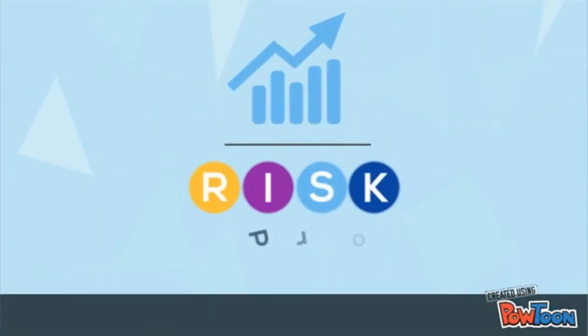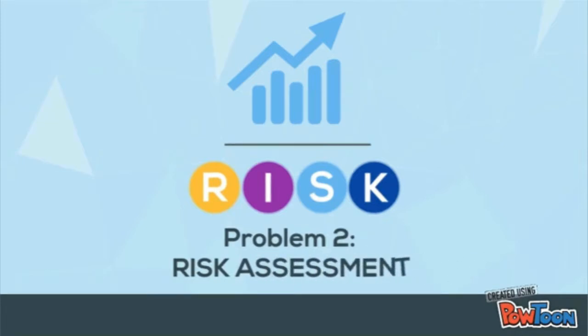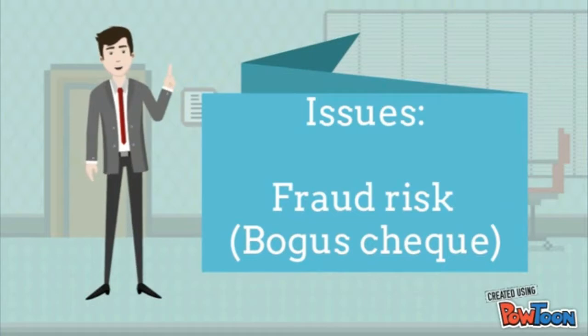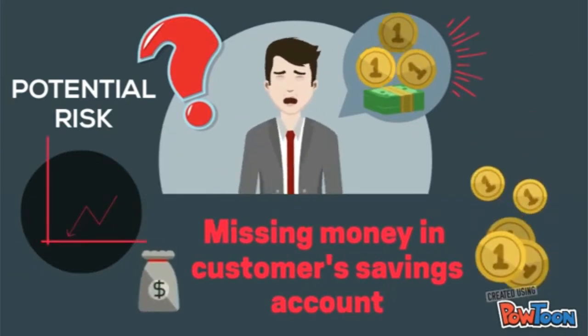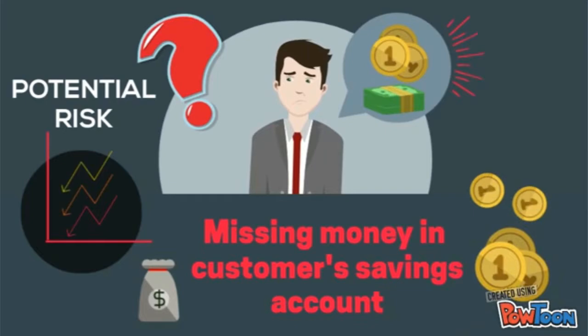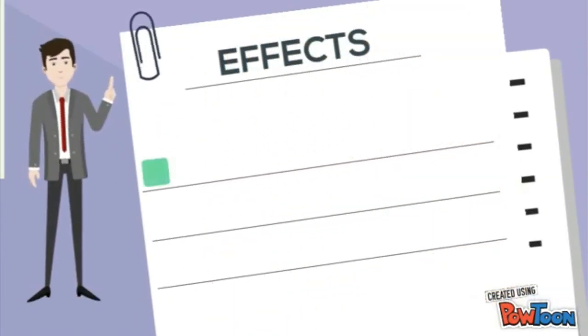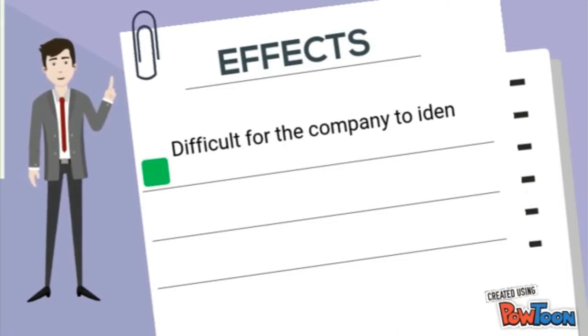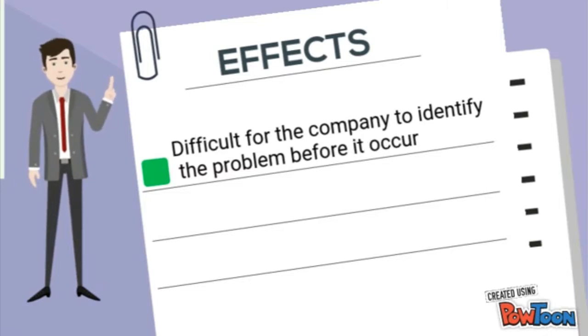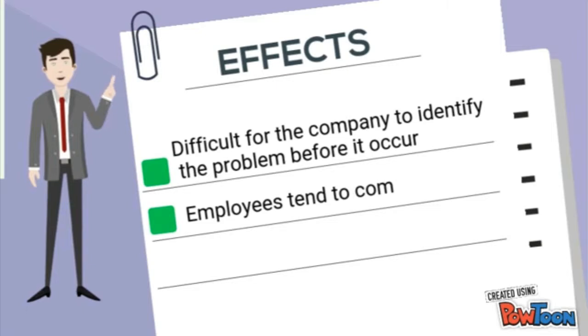The second problem is risk assessment. According to the policy, the main function of risk assessment is to identify areas in which there are risks of loss of assets or inaccuracies in accounting records. In MCTG Bank, no risk assessment has been implemented. The issue that arises from this problem is fraud risk, which is about bogus checks. Due to this fraud, they receive complaints from existing customers about missing money from their savings accounts. The effect if the company does not implement risk assessment is that it is difficult to identify the problem before it occurs. Employees tend to commit fraud, and money goes missing in customers' accounts.